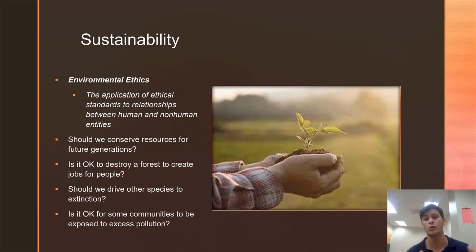Is it okay to destroy a forest in order to create jobs for people? How many lives lost from an animal perspective are acceptable when we are looking at the creation of jobs for people? Where do we balance these two concepts that often are fundamentally at odds with one another? Should we drive other species to extinction for our own benefit? How much do we value an animal existing in its own right versus how much do we value our own economic benefit? When these fundamental values are at odds with one another, environmental ethics tends to provide a framework by which we can navigate these tough issues.